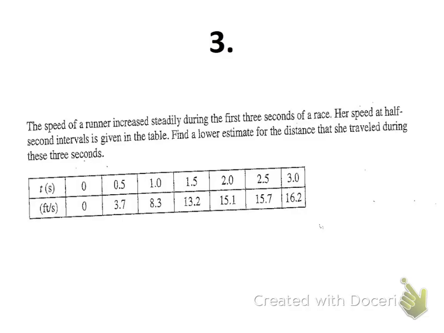Okay? The speed of a runner increased steadily during the first 3 seconds of a race. Her speed at half-second intervals is given. Find a lower estimate for the distance that she traveled during these 3 seconds.